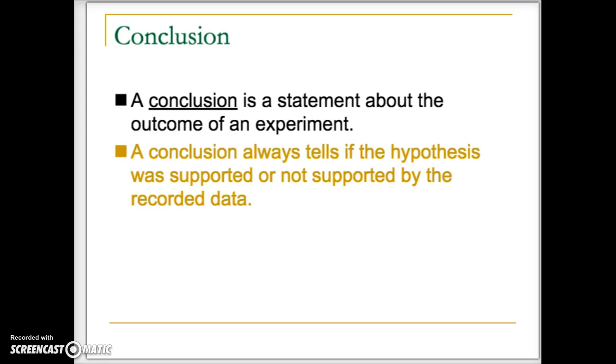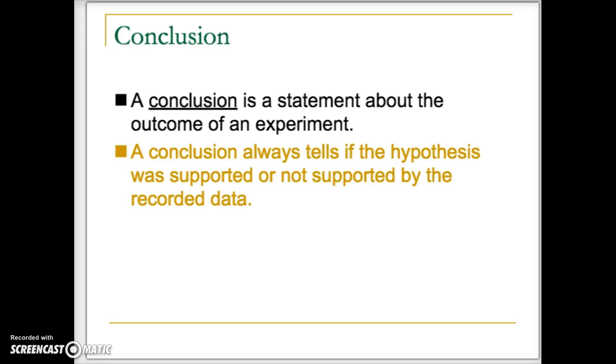supported. So for example, his hypothesis could have been, I think the plant in the closet will only grow 1 inch, or I think the plant in the window will grow 5 inches. And once he conducts the experiment, in his conclusion, he tells what happened.